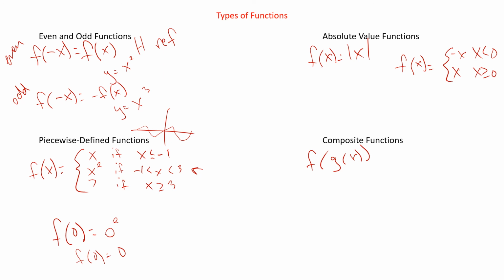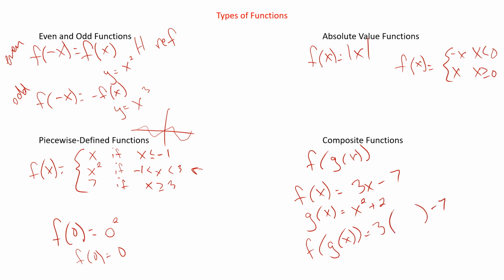An example of a composite function, let's say f of x is 3x minus 7, and g of x equals x squared plus 2, and we want f of g of x. We're going to take the f of x function, 3 times something, minus 7, and we're going to plug in the g of x function, x squared plus 2. That's a composite function. So that's a quick overview of functions and their graphs.